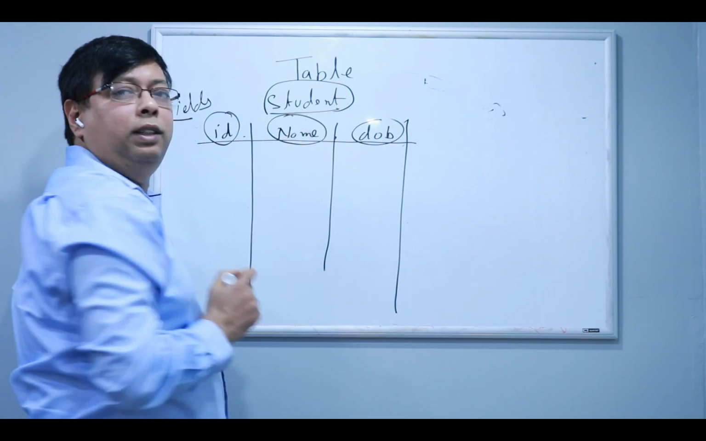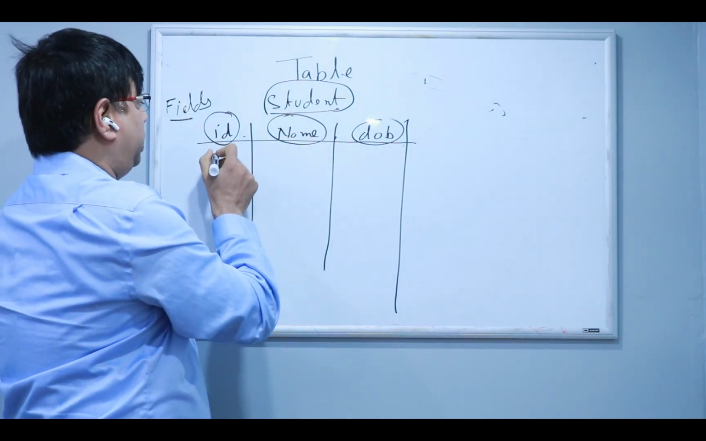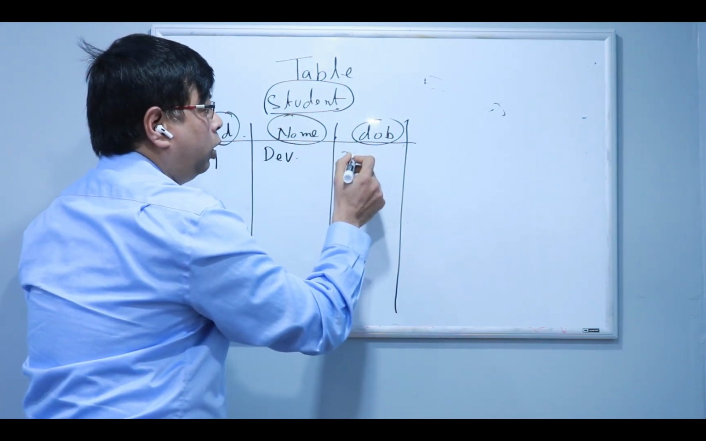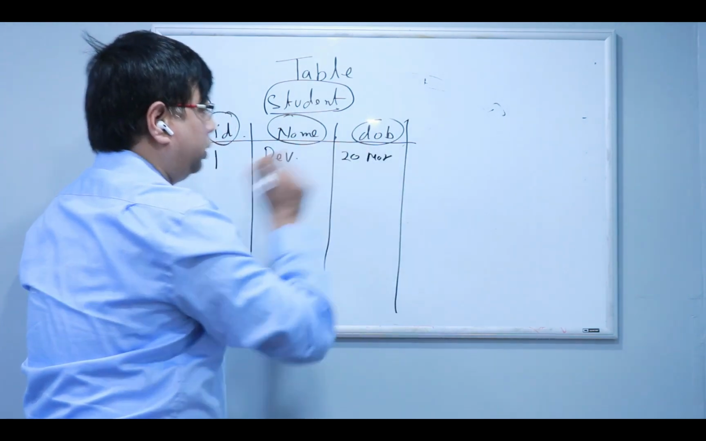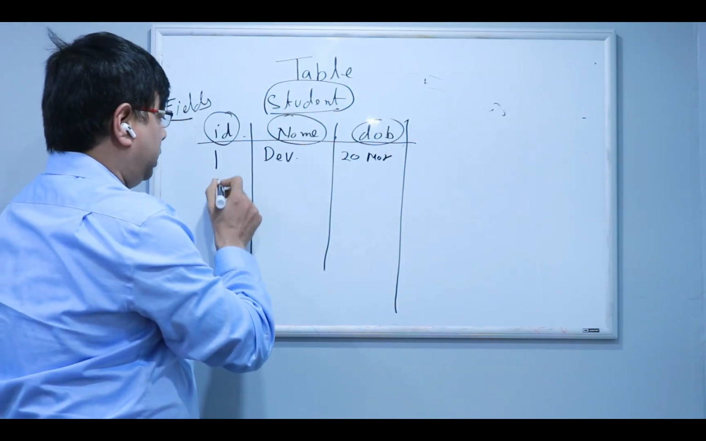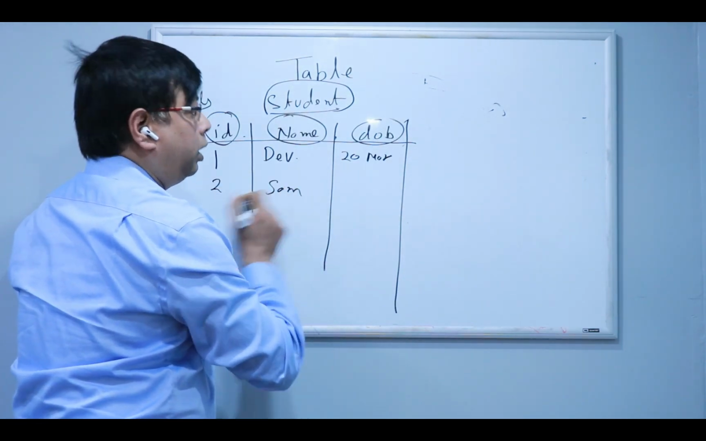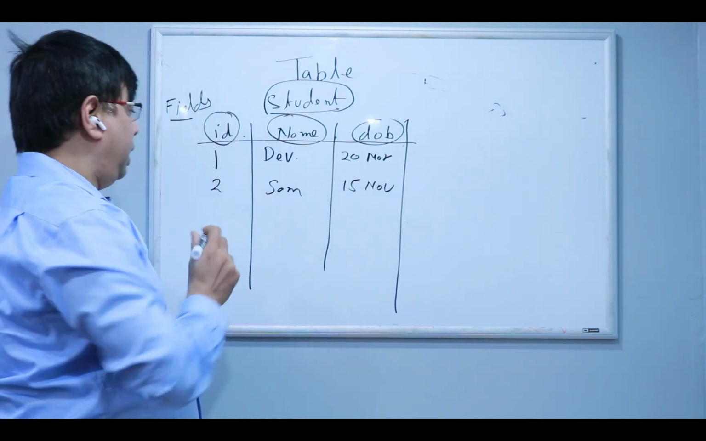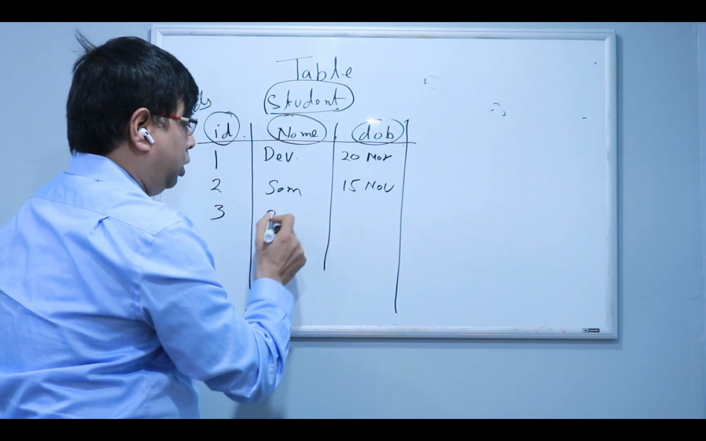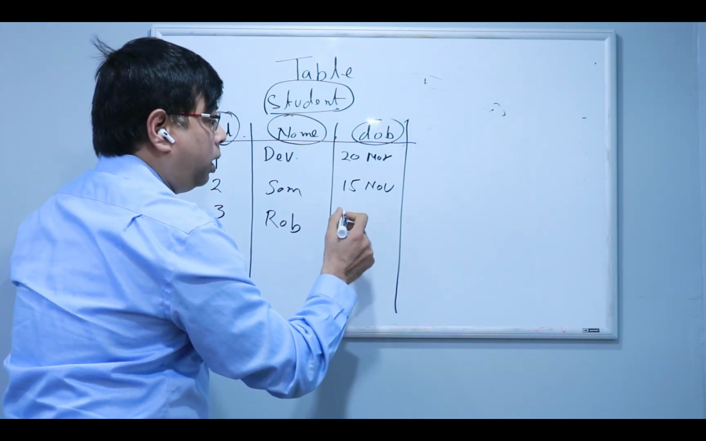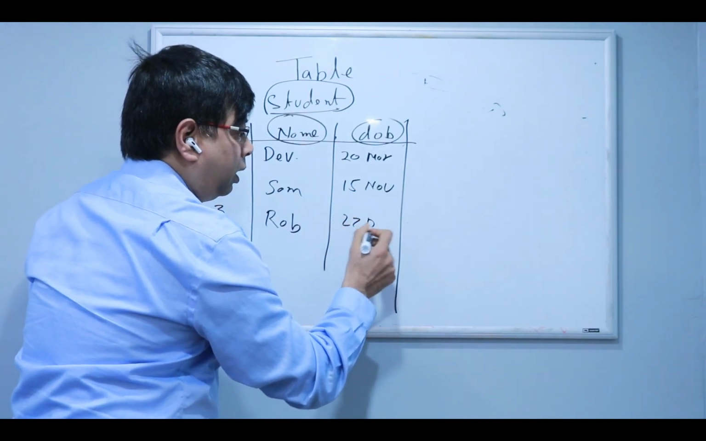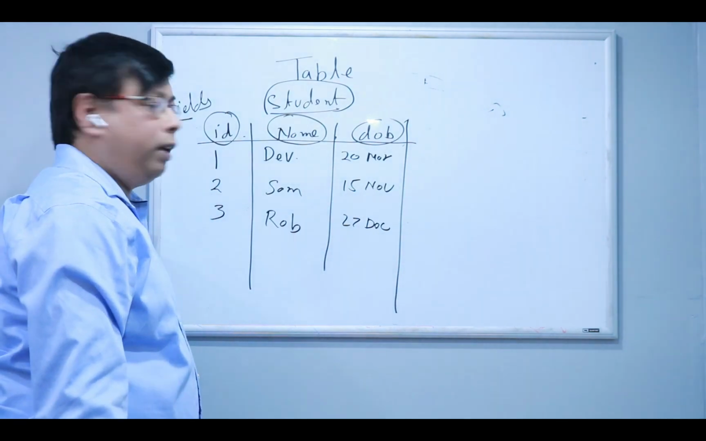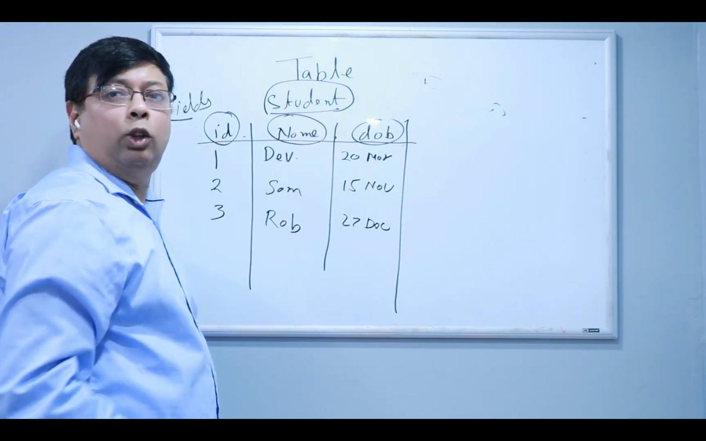Different fields are there. Now I'm going to keep my first student. Name is Dev. Date of birth is 20 March. Next my student is Sam. Date of birth is 15 November. Next my student is Rob. Date of birth is 27 December. So now this can go on and on. And this table can have millions or billions of records.